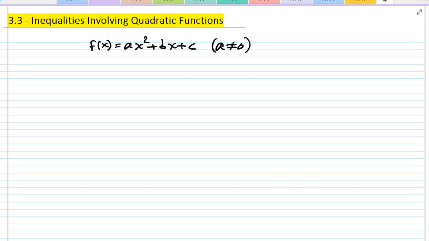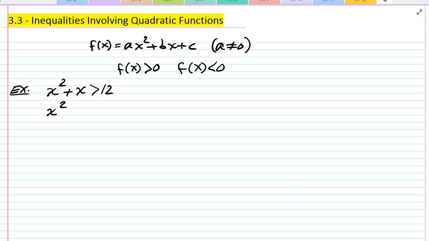Now, with this, we could have something in the form f of x greater than 0 or f of x less than 0, and of course it could be greater than or equal to, less than or equal to. It could be any one of these configurations. Let's take a look at an example. Suppose I have an expression x squared plus x greater than 12. Notice that we can rewrite this. If I move 12 to the left, it's going to be x squared plus x minus 12 greater than 0, right? So I'm looking at this version of it.